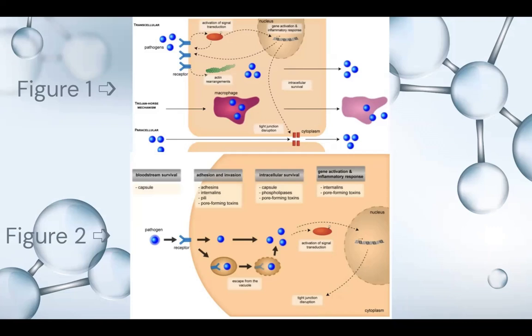In figure 2, multiple virulence factors drive bacterial meningitis pathogenesis. Capsules help bacteria survive in the bloodstream, while downregulation occurs during cell adhesion and invasion, mediated by adhesins, pili, and pore-forming toxins. These toxins also assist in vacuole escape and intracellular survival. Additionally, interleukins and pore-forming toxins trigger host cell signaling and inflammation.